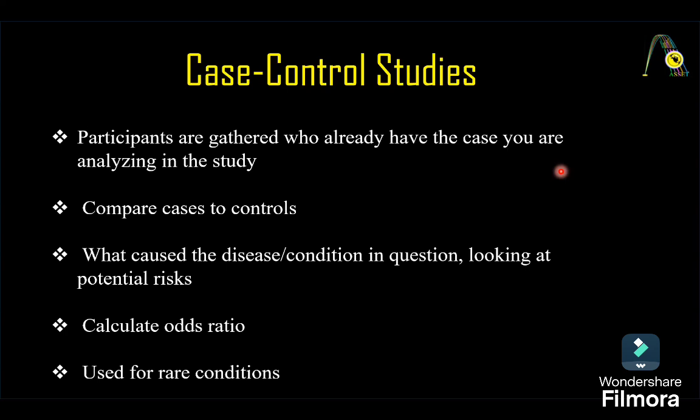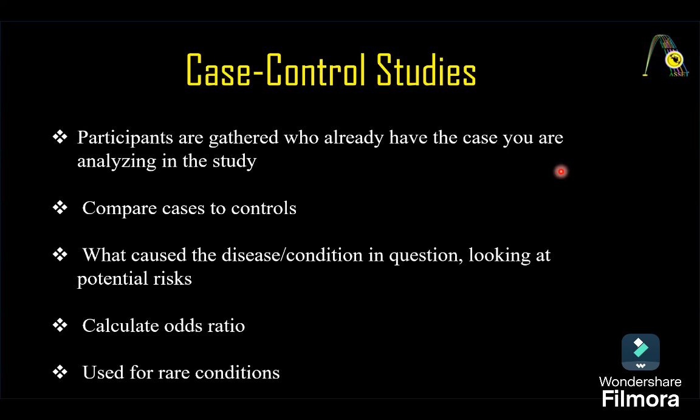That's just a term that you don't necessarily need to know for this session, but I just wanted to mention it for your knowledge's sake. The odds ratio is the statistical test that you use to look at what might have caused the disease in specifically case control studies. And the other thing is that these are used for more rare conditions.